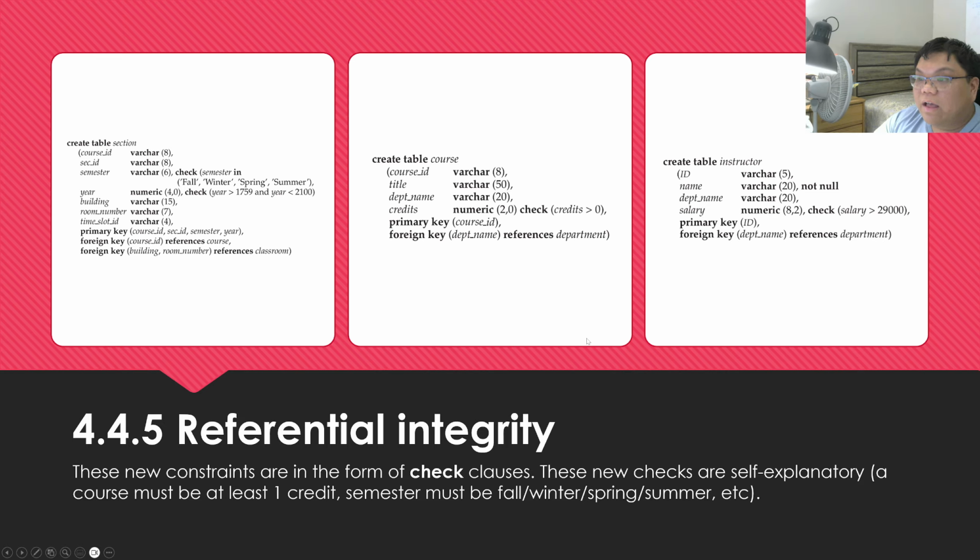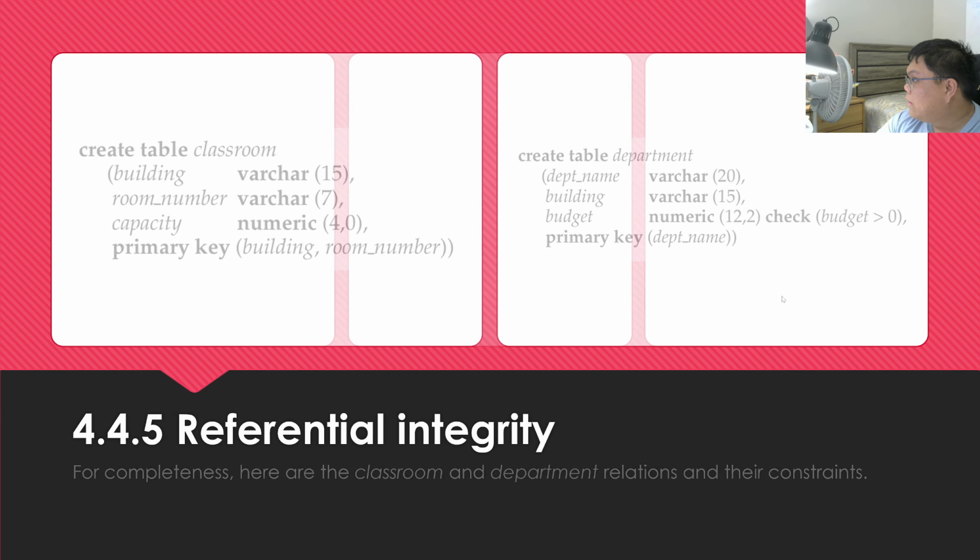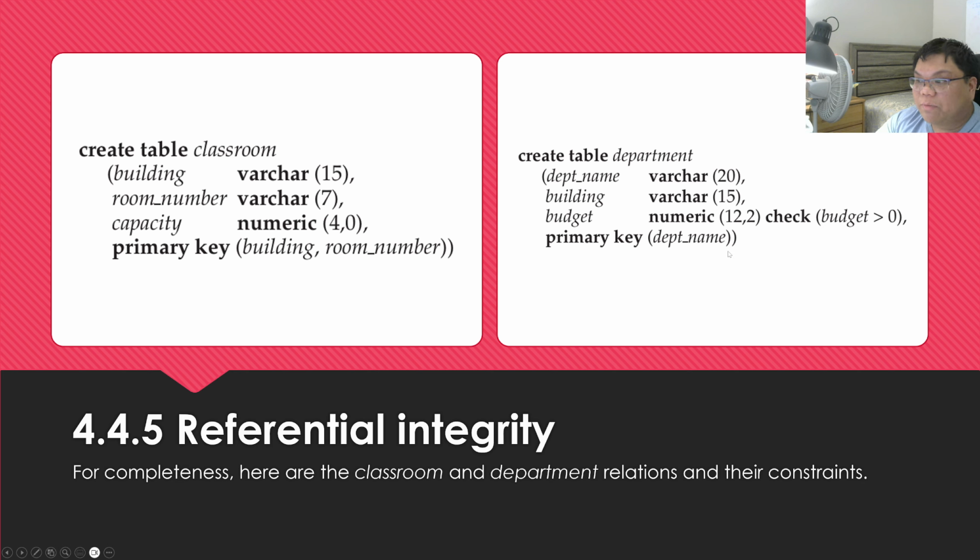So a course should be valued at greater than 0 credits. An instructor's salary must not be below the minimum; the salary of an instructor must be greater than this minimum of 29,000. Here's 2 more for classroom and department. It's only the department that has a check clause, and that is make sure the budget is greater than 0.